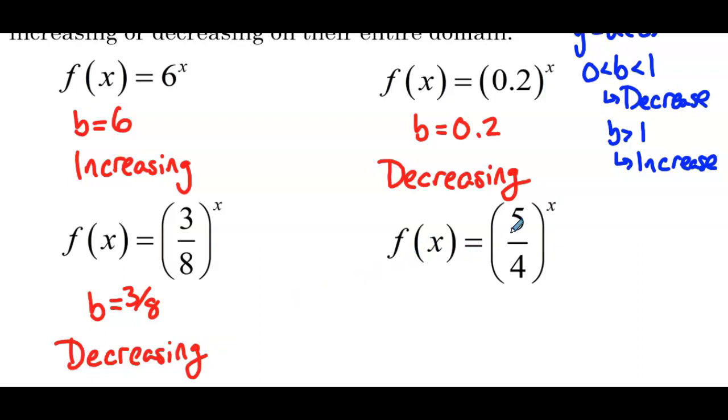f of x equals 5/4 to the x. So our base is 5/4. 5/4 is greater than 1, so we're increasing as we go from left to right. Important to actually look at the value. Don't make an assumption, oh, if it's a fraction, it's doing this. Because we can see 5/4 is a fraction, but it was a fraction that's larger than 1, so this function is going to be increasing as we go from left to right.